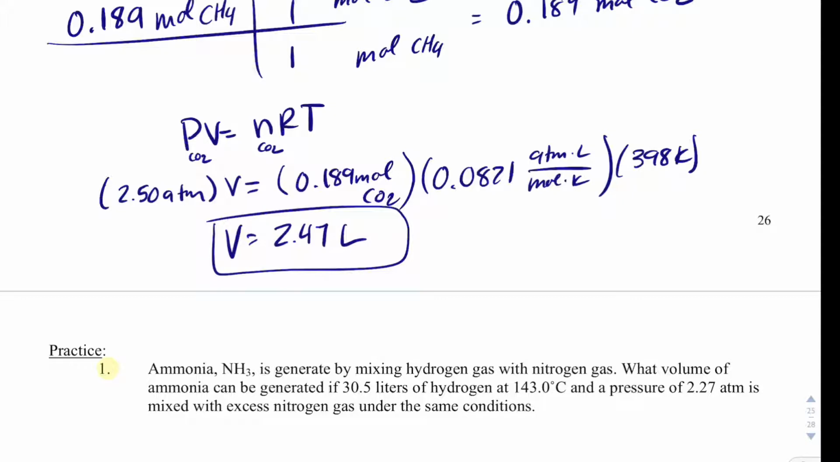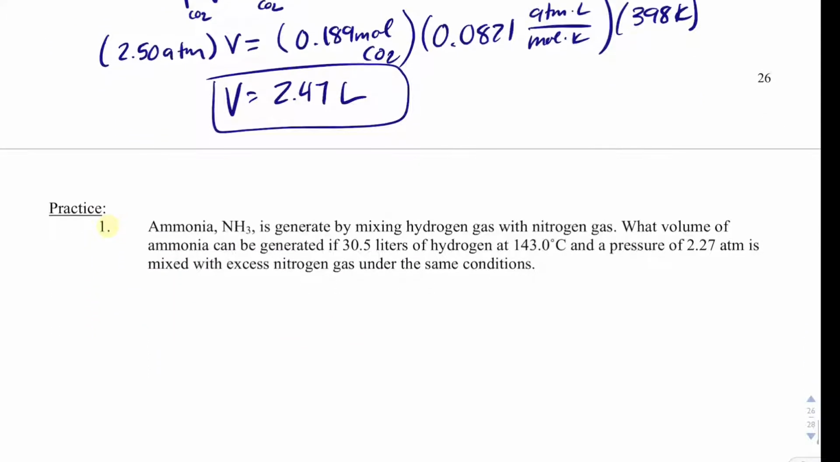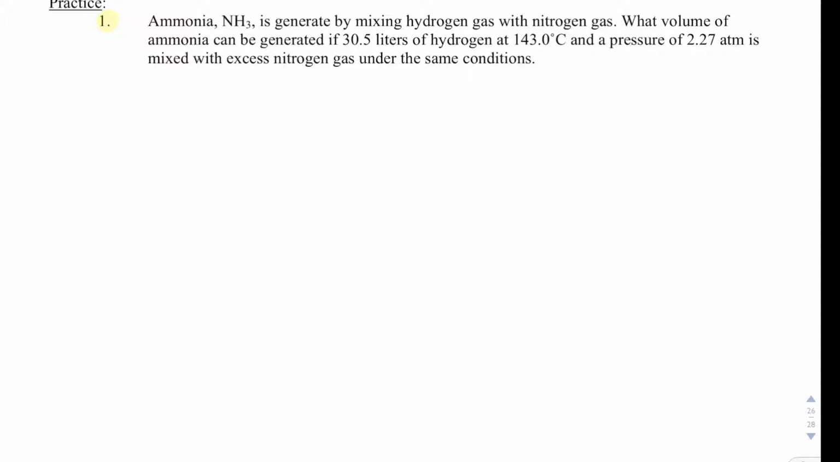So that is probably the hardest type of problem you could see in this unit, where it's a limiting reactant gas problem. Okay, we're going to do a couple example problems and we'll see if we need to do limiting reactants or not. So in this first one here, we have ammonia, and it's going to be generated or produced by mixing hydrogen gas, which is H2, and nitrogen gas, N2.